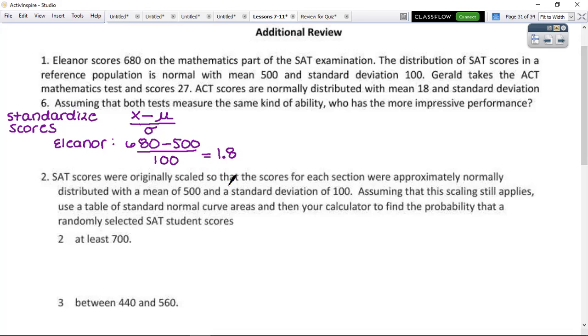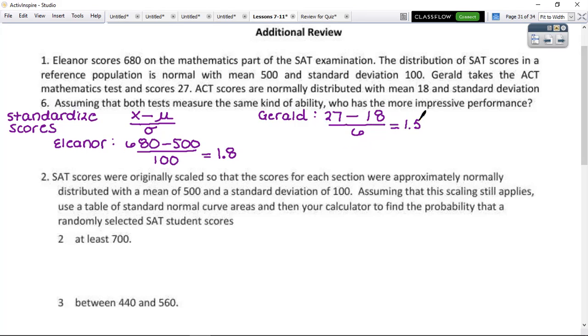Now you're going to standardize for Gerald. So for Gerald, same thing. His score minus the average person's score. What did he get? A 27. Average person got an 18. And standard deviation of 6. That looks like 1.5 to me, right? Divided by, yep. So this is equivalent to 1.5.